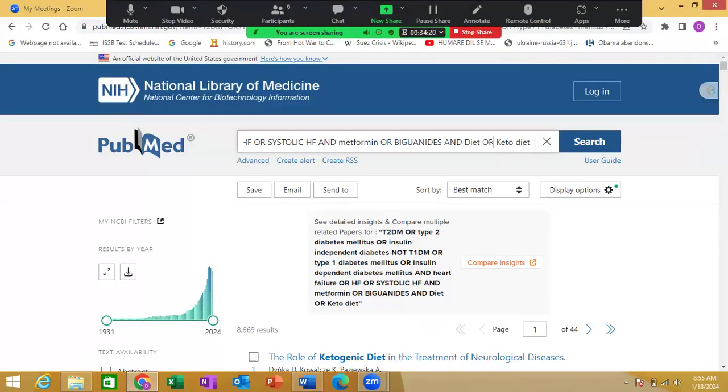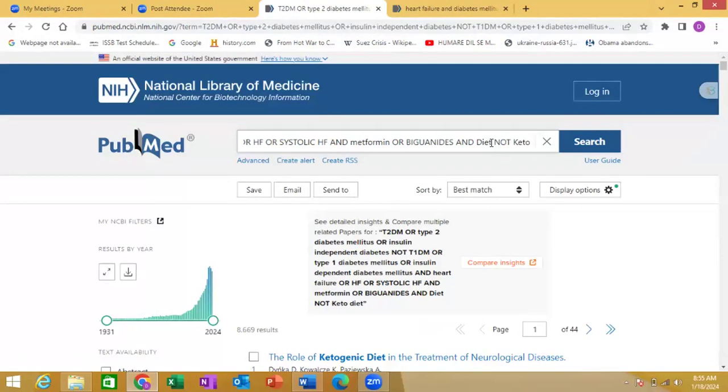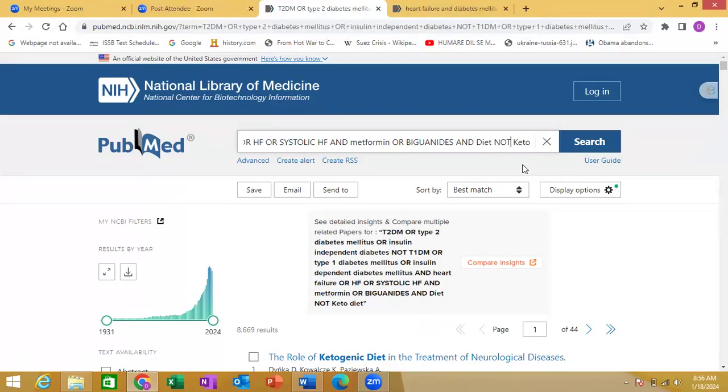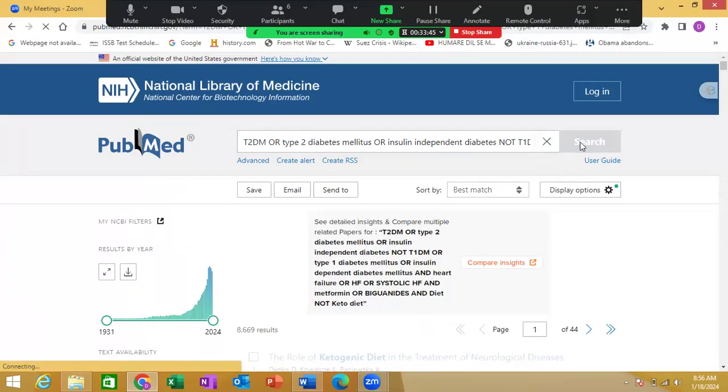You can separate this as well. I'm looking for the effect of diet, but not specifically keto diet. Keto diet is very difficult to follow. You will just make yourself hungry all the time and you will not eat anything. So not keto. I'm asking it to look for studies of type 2 diabetes related to heart failure in different patients, those who are using metformin and those who are using diet, but not those on keto diet. I'm separating it with not keto.